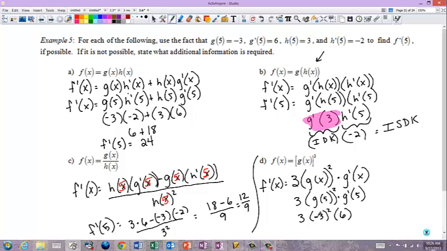Negative 3 squared is 9 times 3 times 6. 3 times 9 is 27 times 6. Oh, I don't know. 54 times 3 might be easier. 2, carry the 1. 5 times 3 is 15. 16. 162. Maybe, as long as I didn't do that wrong. And that's all. We're not doing that out of the book.